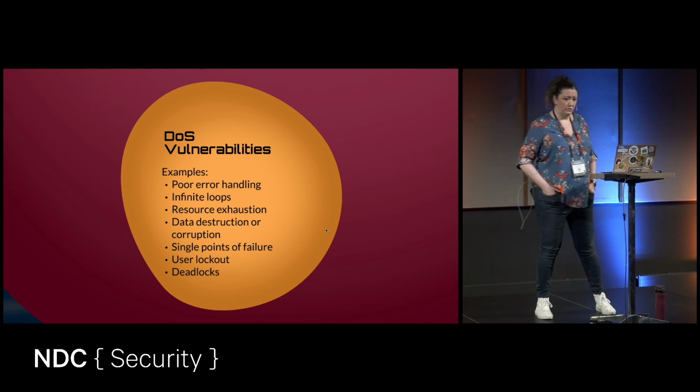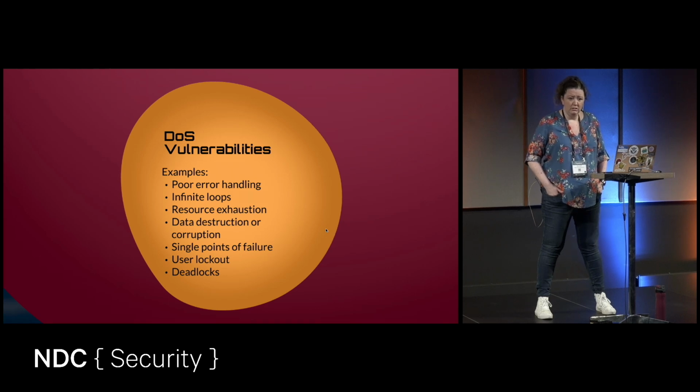Anything that is going to destroy or corrupt data, that's a very broad category. Any single points of failure. User lockout is a type of denial of service. So if you have, for example, rate limiting on incorrect password guesses, and it's a hard lockout, if that is an important account, like an admin account, that would be a type of denial of service. And deadlocks. So anyway.